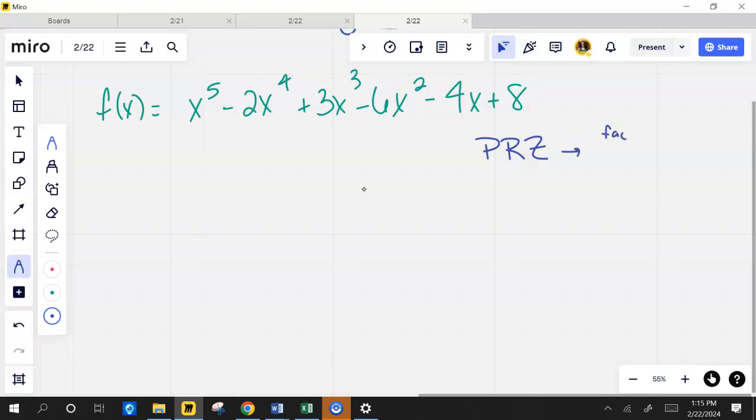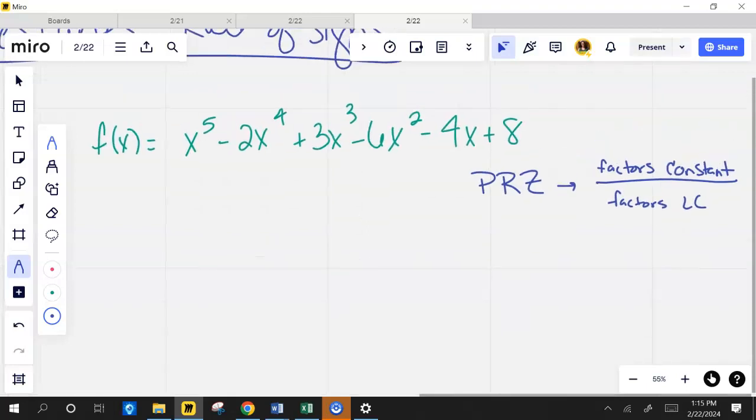We take all the factors of the constant and divide them by all the factors of the leading coefficient. Do you guys not remember listening? All right. So the factors of the constant. Tell me, what are the factors of 8? In order, go in order. 1, 2, 4, 8. And I'm going to go a step further and put a plus or minus in front of each. For the leading coefficient, it's just 1.